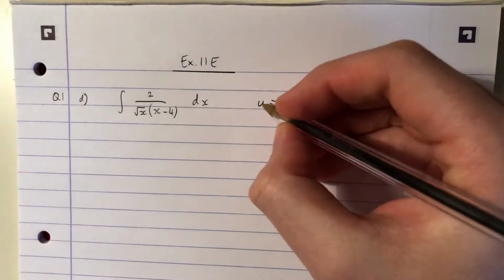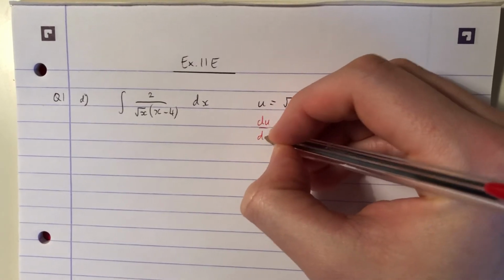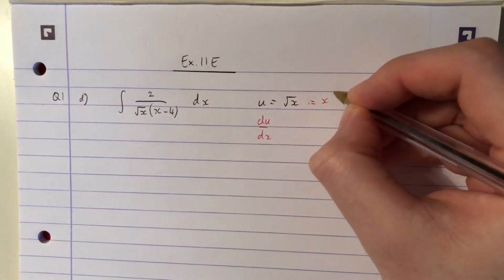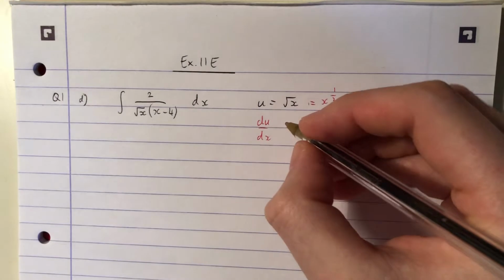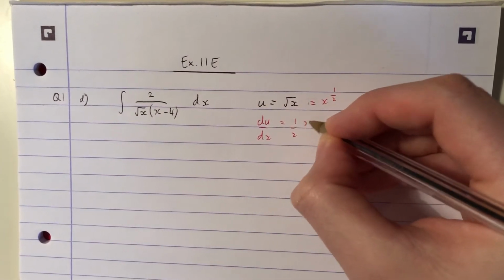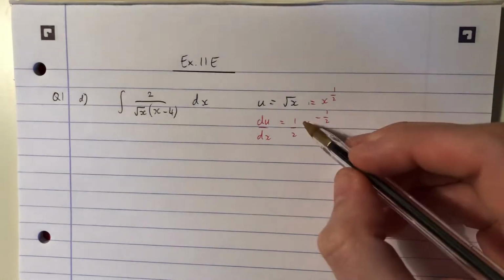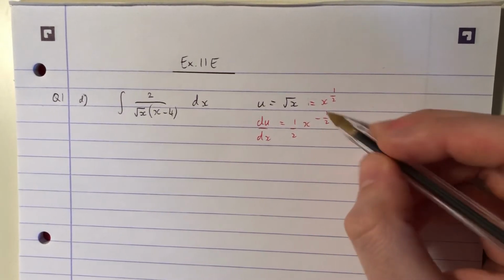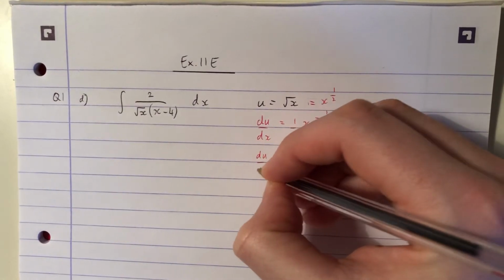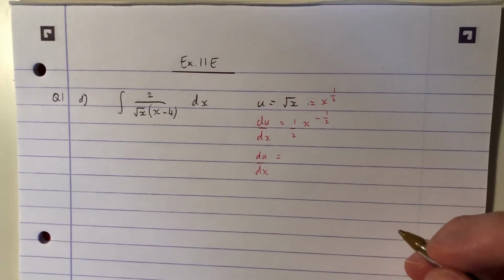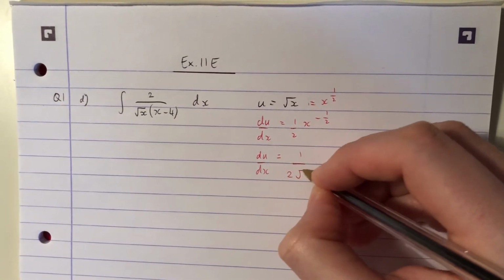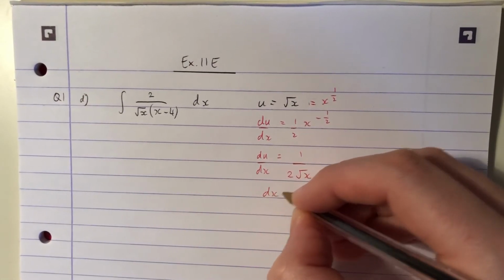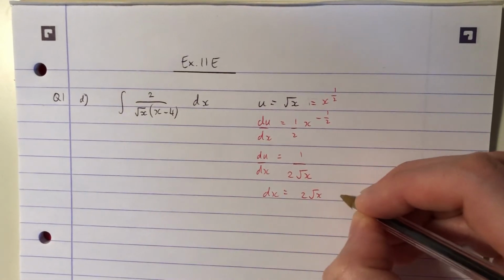So first thing I'm going to do is differentiate, because I need to replace the dx's with the u's. That would be, in index form, x to the power of a half, which gives you a half x to the minus a half. Now I'm going to anticipate with this question that they want this not in index form, as a square root, so du by dx is the same as 1 over 2 root x. And if you make dx the subject, dx would be equal to 2 root x du.